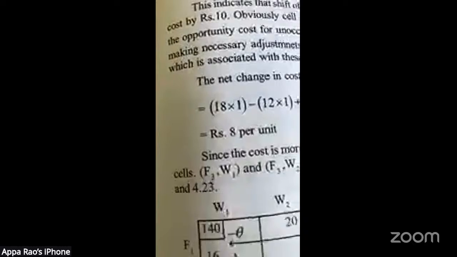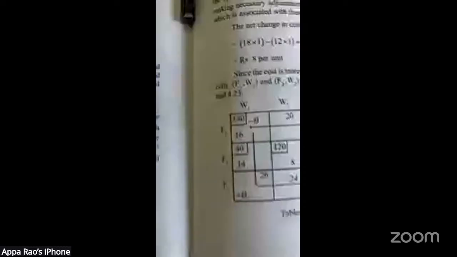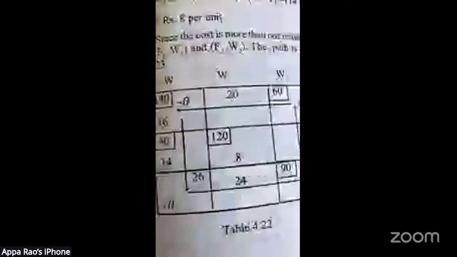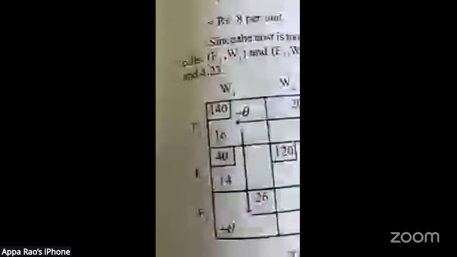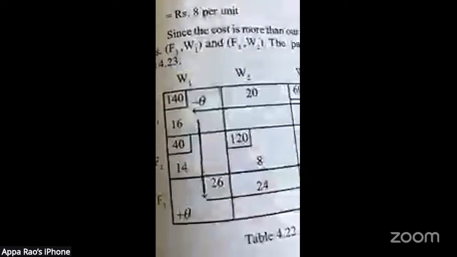Since the cost is more than our initial solution, we now evaluate the remaining unoccupied cells F3 comma W1 and F3 comma W2. The path adjusted for these net changes is shown in table 4.3. So W1, W2, W3, with 140 minus theta, W1, W2 are the warehouses, and F1, F2, F3 are the factories.